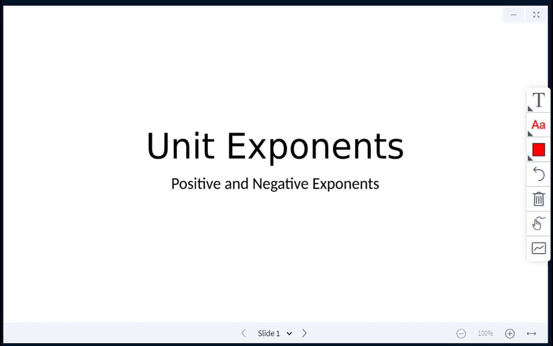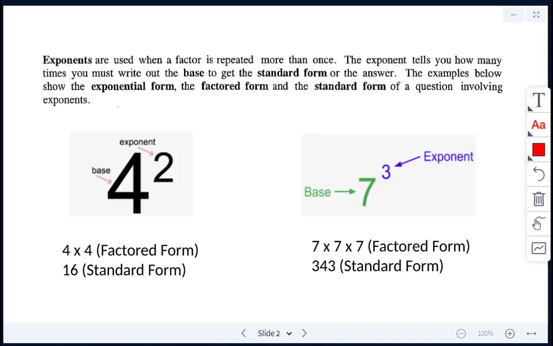All right, so today's unit we are looking at is exponents, and we're starting off the unit by looking at positive and negative exponents. All right, so when do we use exponents? They're used when a factor is repeated more than once. So in this example, we have 4 as our base, and the 2 is the exponent. That exponent tells you how many times you're going to write out the base to get your standard form or the answer. So this is the exponential form.